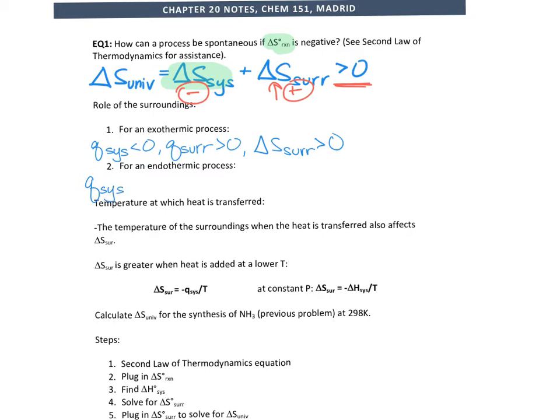So for an endothermic process, Q of the system is greater than 0 because the system is gaining the heat from the surroundings, which means Q of the surroundings is less than 0, which would mean delta S of the system is a positive number, or greater than 0. Again, whatever gains more heat energy allows for more energy levels to be occupied by the molecules in that system, which then allows for an increased number of microstates. A higher number of microstates means a greater entropy.